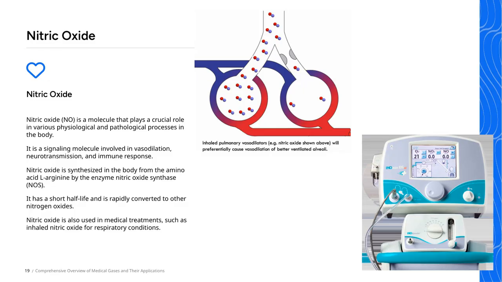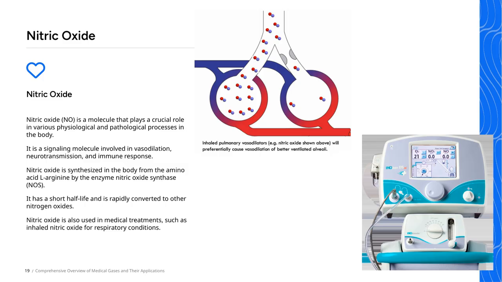Nitric oxide, or NO, is a fascinating molecule that plays a vital role in many physiological and pathological processes within our bodies. It's primarily known as a signaling molecule, meaning it helps cells communicate with each other. For example, it's involved in vasodilation, which is the widening of blood vessels, helping to regulate blood flow and blood pressure. It also plays a significant role in neurotransmission, the process by which nerve cells communicate, and in our immune response, helping to defend against infections.